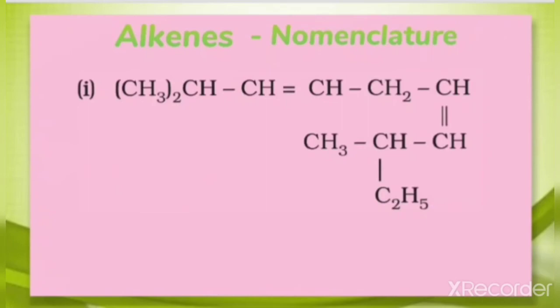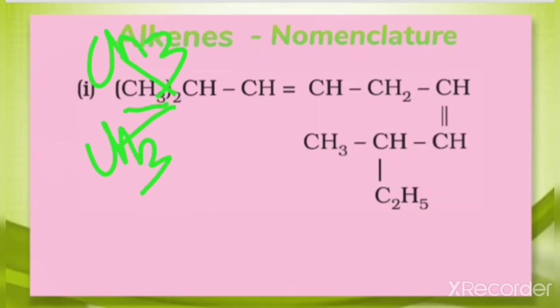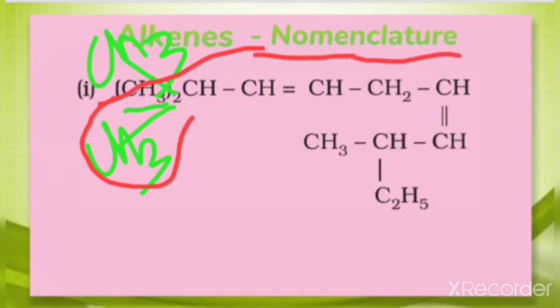Here definitely the confusion comes: which one is the main chain? For selecting the main chain, you have to select the carbons that are continuous, and the main chain should include the double bond. So here this is CH3, and CH3 twice is there. Better you expand it and write CH3 like this. So which one is the main chain? We can select the main chain including this methyl group, like this.